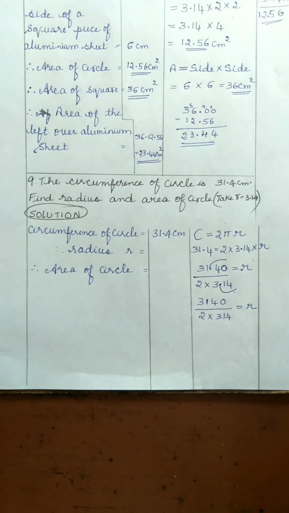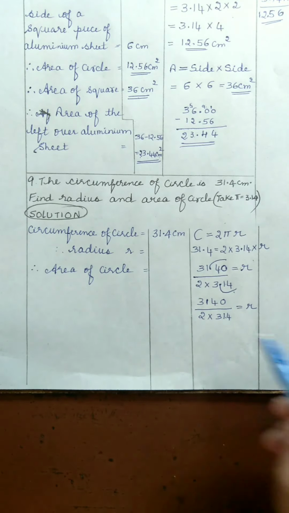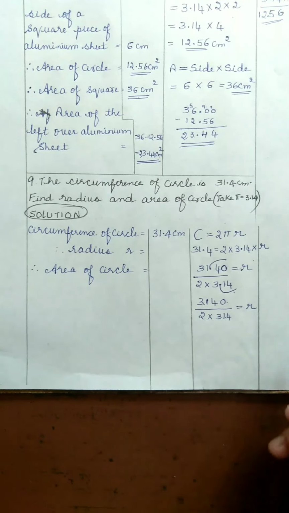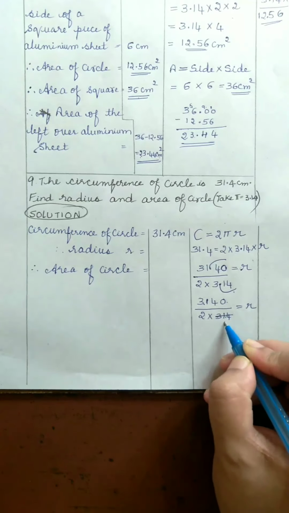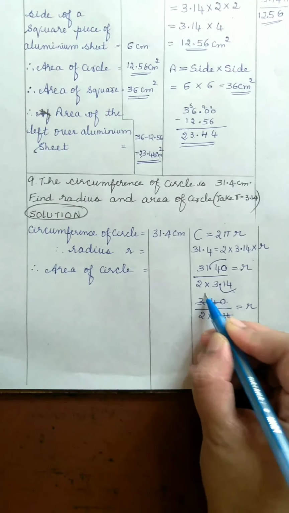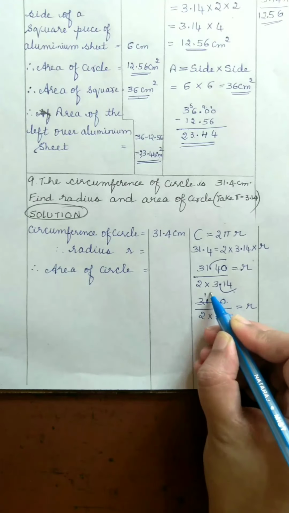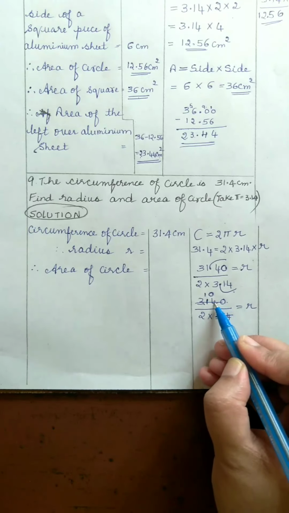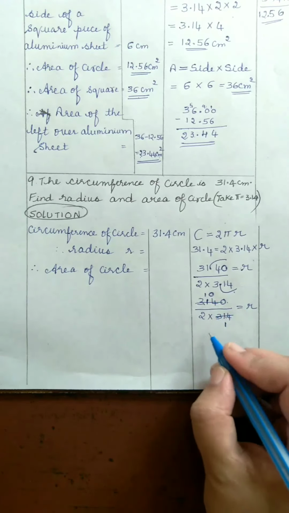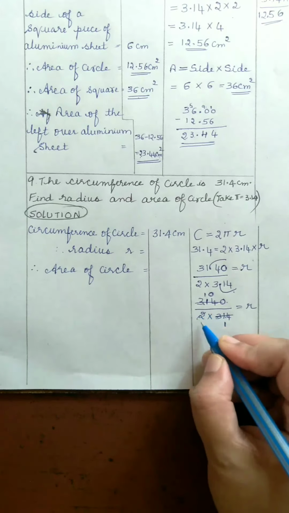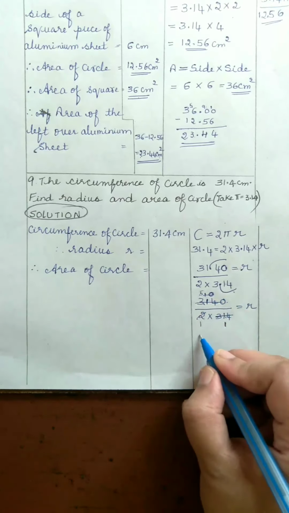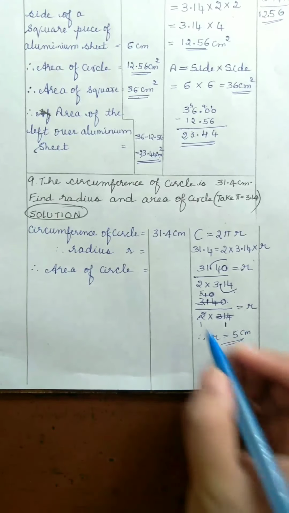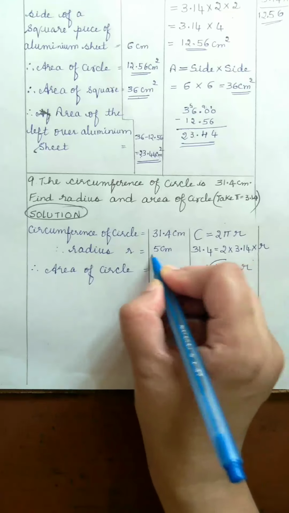Now, consider the numerator and the denominator children. We have 3140 and we have here 2 into 314. Therefore, 314 ones are 314, and we have 0 right here 0. Then 10 by 2, 2 ones are 2, 2 fives are 10. Therefore, the radius value will be equal to 5 centimeter children. Therefore, radius is equal to 5 centimeter.